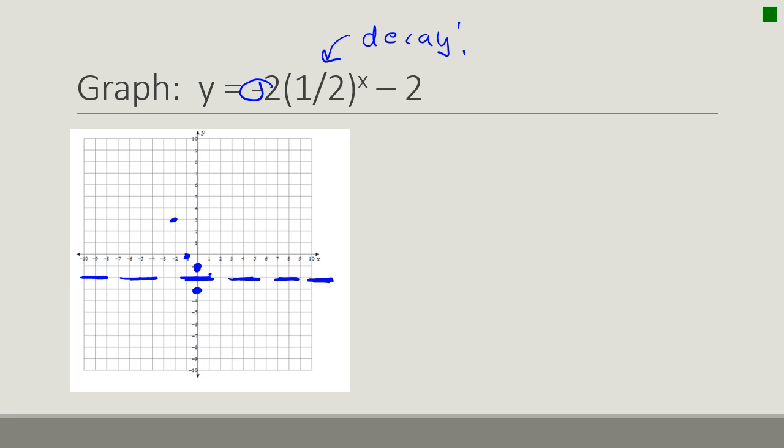Because of this 2, I'm going to change my y value and make it twice as big. So instead of going from this point over 1 and up 1, I'm going to go over 1 and then up to the 3. So I'm going to make it twice as high, 2 points away from there. 1, 2, 3, went too far. 4.